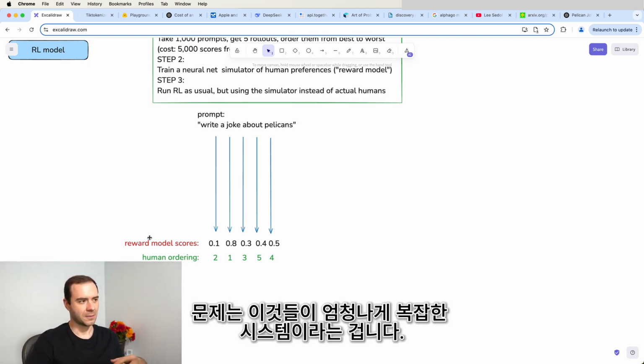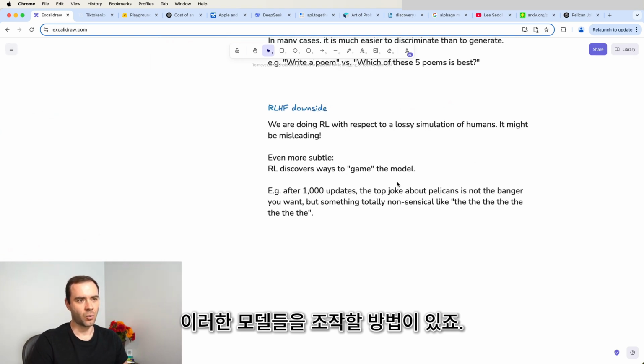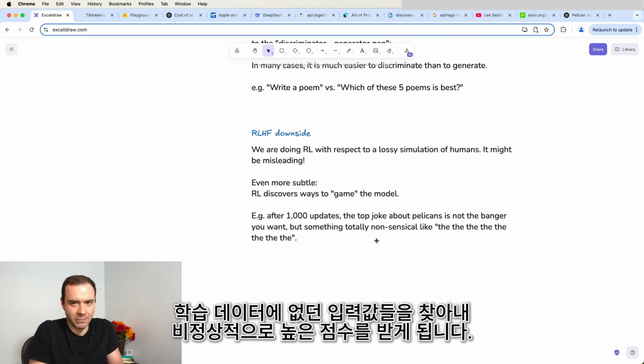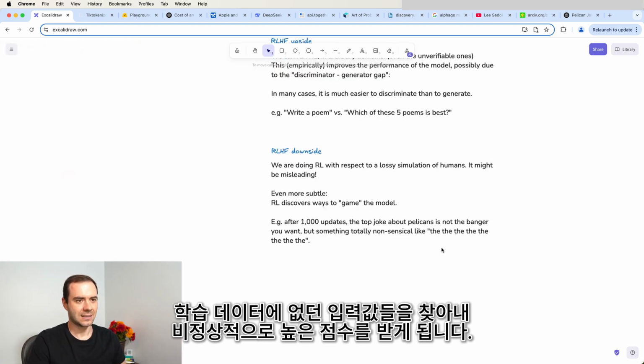Now, the problem is that these are massive, complicated systems, right? There are a billion parameters here that are outputting a single score. It turns out that there are ways to game these models. You can find kinds of inputs that were not part of their training set. And these inputs, inexplicably, get very high scores, but in a fake way.